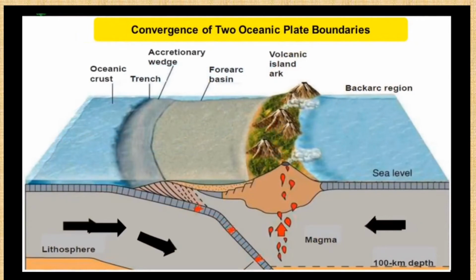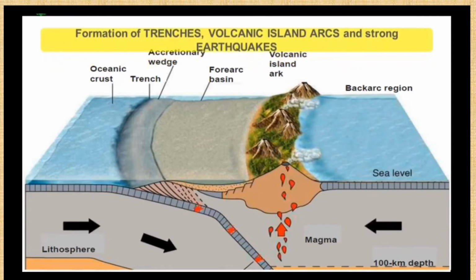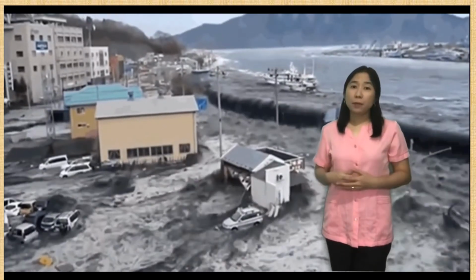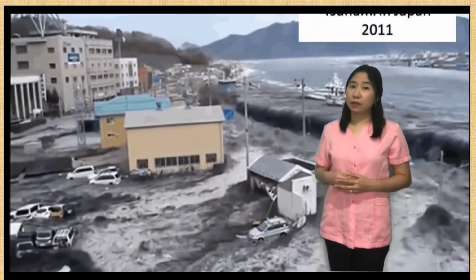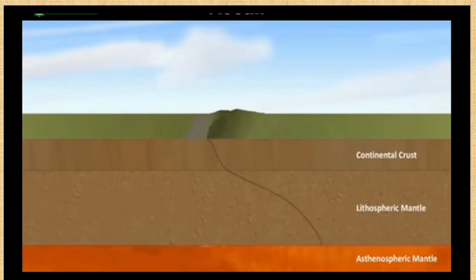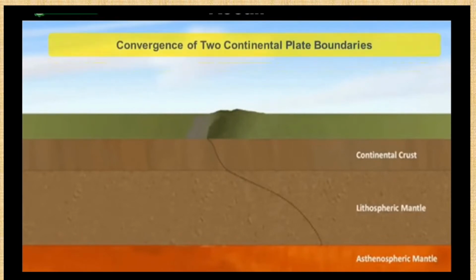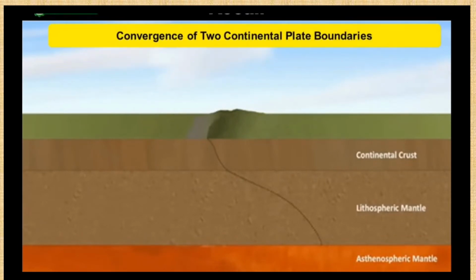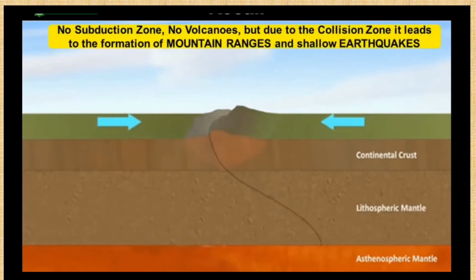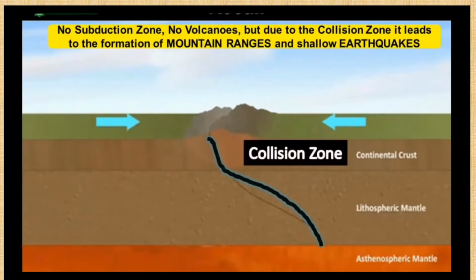In convergence of oceanic to oceanic crustal plates, it leads to the formation of trenches, volcanic island arcs, and strong earthquakes that can generate tsunamis, like what happened in Japan in 2011. In the last type of convergent plate boundary, where two continental crustal plates collide, there is no subduction zone. Therefore, no volcanoes, but rather a collision zone happens that creates mountain ranges and shallow earthquakes.